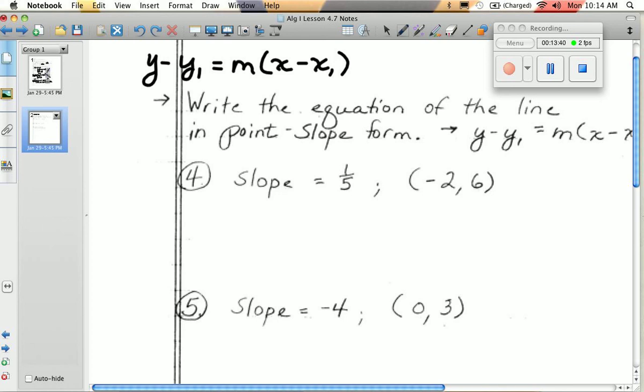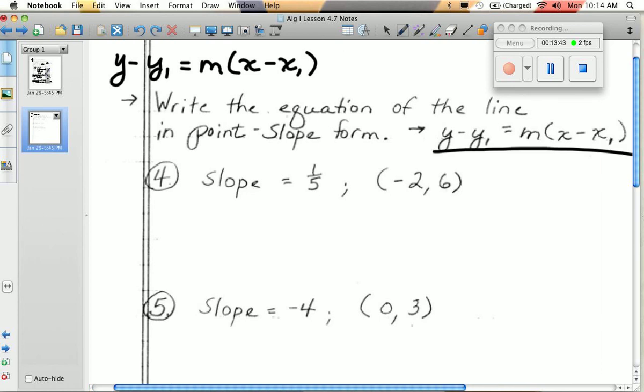Oh, I already have it right here, sorry. I guess we didn't really need to write it again. Okay, so what's that slope equals 1/5 telling us? What's that going to replace in the equation? The m. So put an m there. That's your m value. What's the negative 2 going to replace? The x sub 1. What's the 6 going to replace? The y sub 1. It should be pretty easy.